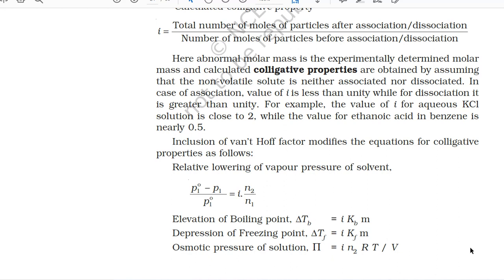Inclusion of Van 't Hoff factor modifies the equations for colligative properties as follows. Relative lowering of vapor pressure of solvent, (p1° − p1)/p1°, equals i × n2/n1. Elevation of boiling point ΔTb equals i × Kb × m. Depression of freezing point ΔTf equals i × Kf × m. Osmotic pressure of solution π equals i × n2RT/V.